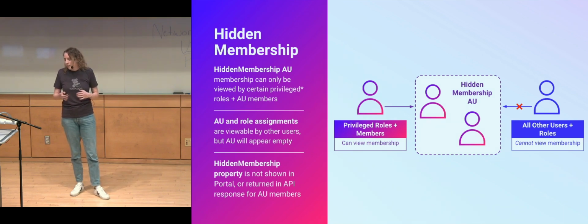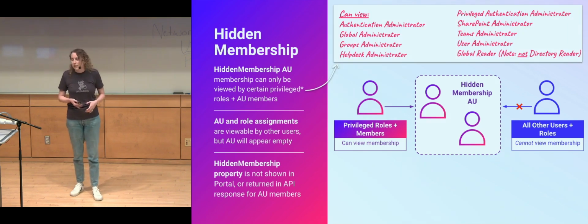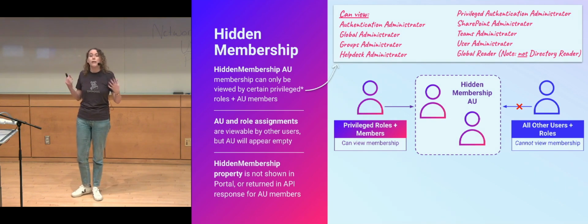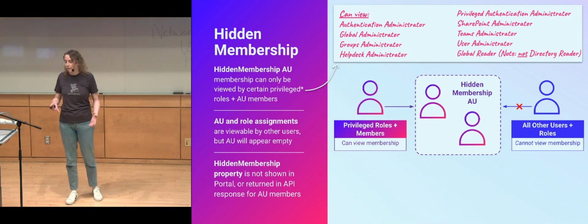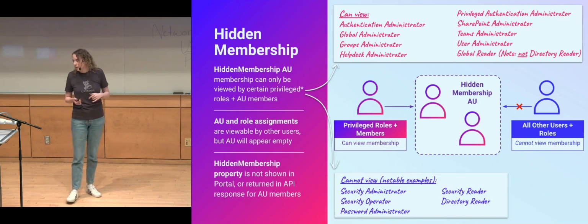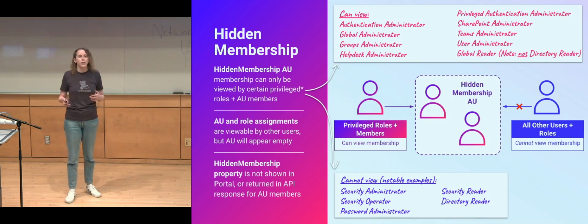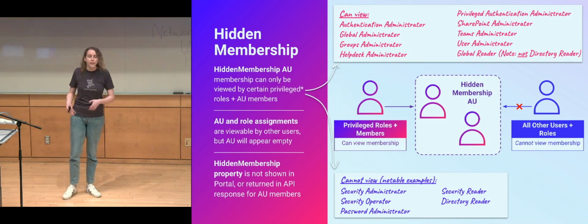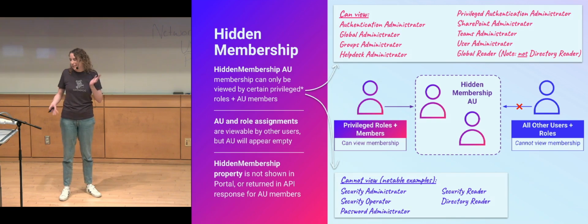Something that's really interesting about this is while these roles above can view the membership of an administrative unit, the ones at the bottom cannot. So things like security administrator, security operator don't necessarily have the associated permissions to see the members of an administrative unit. So if you're investigating it and it's this type, you might get a little confused.